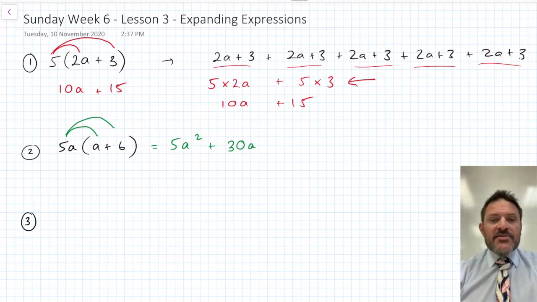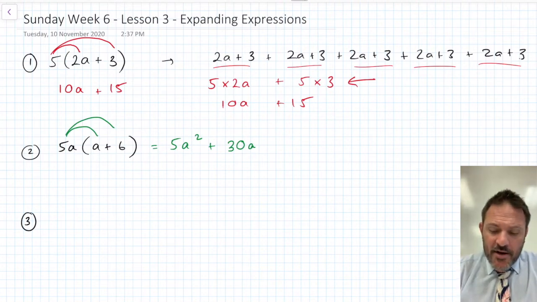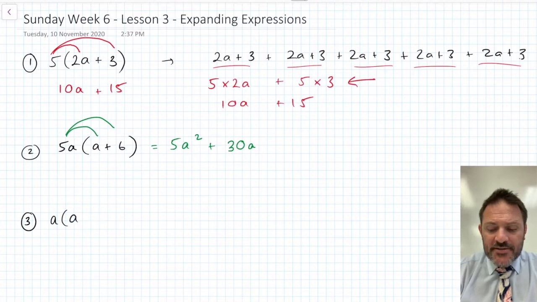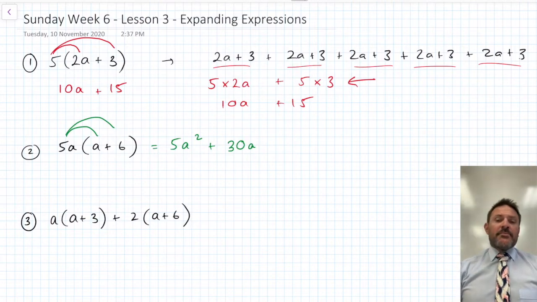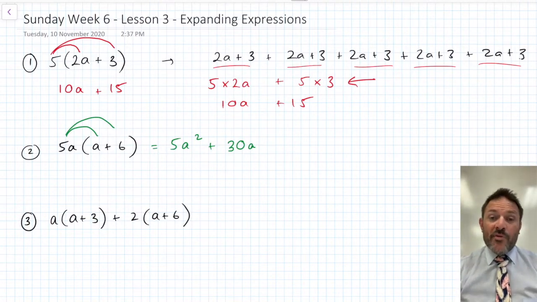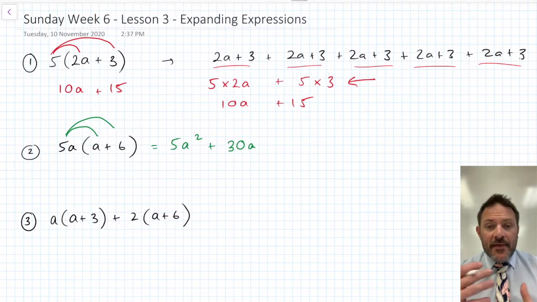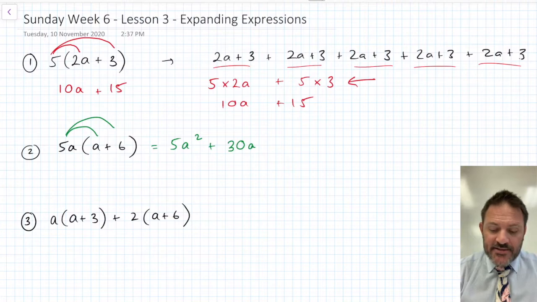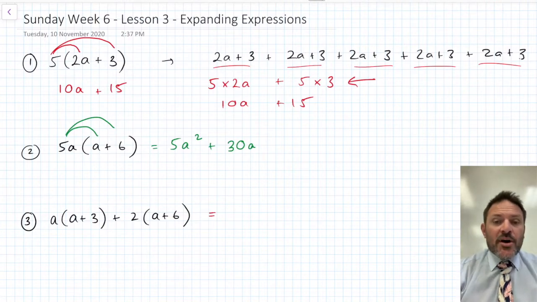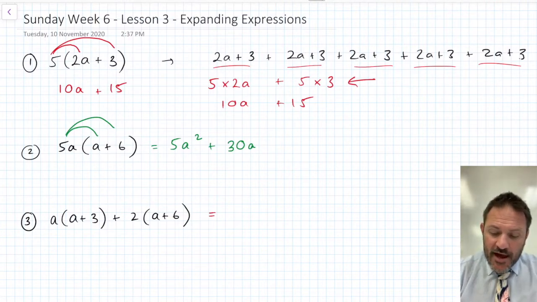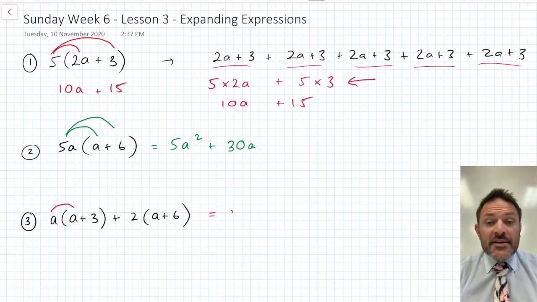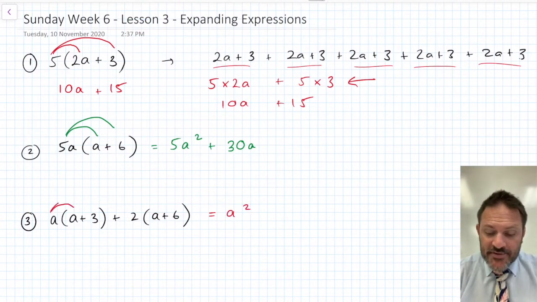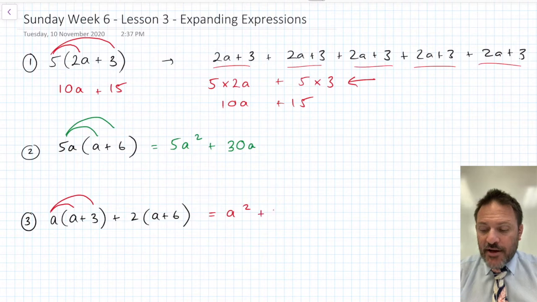Now, let's look at something a little bit more complicated. I'm going to do a outside of a plus 3, and I'm going to say 2 outside of a plus 6. Sometimes you're going to have questions that have more than one bracket to expand, and then that simplification process is going to be more prominent. So in this instance, what could we do? Well, let's times each of these things out. A times a makes a squared, and a times 3, that makes 3a.